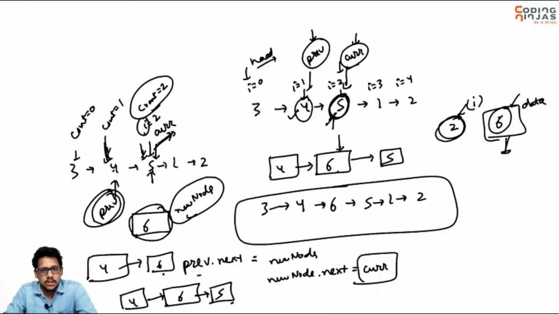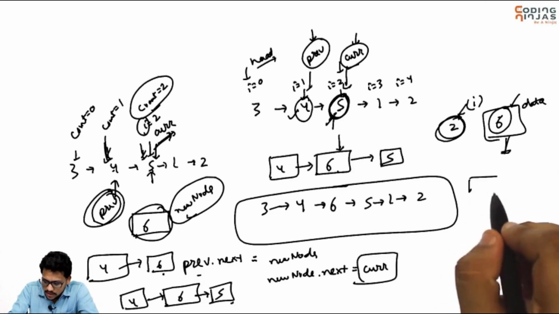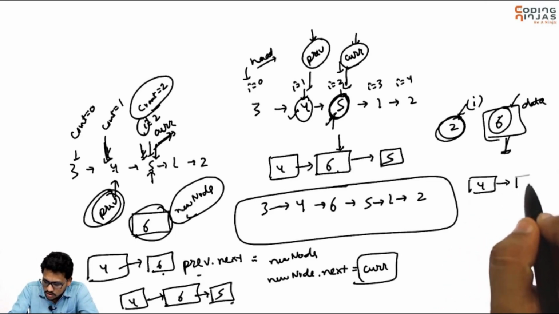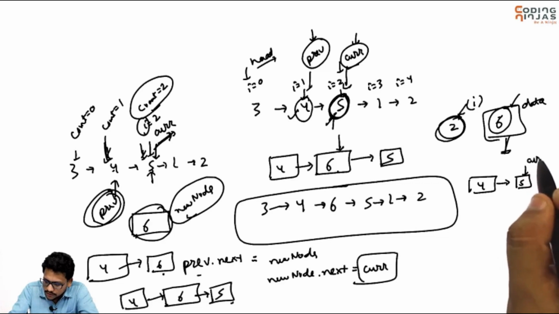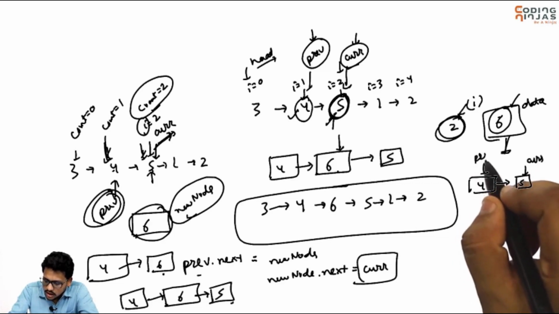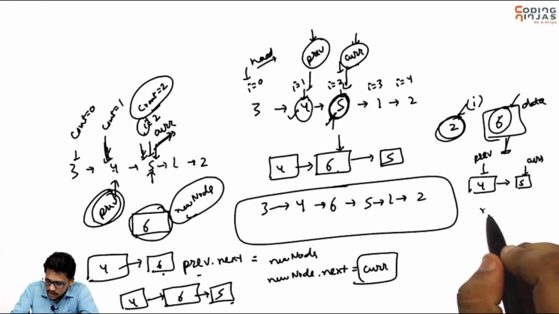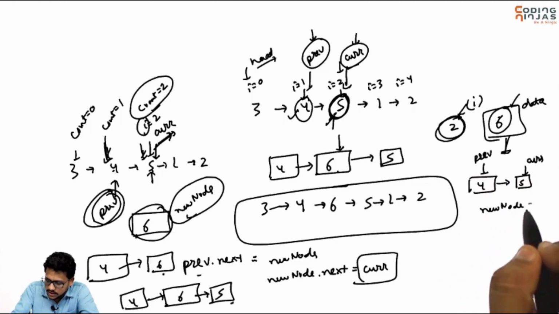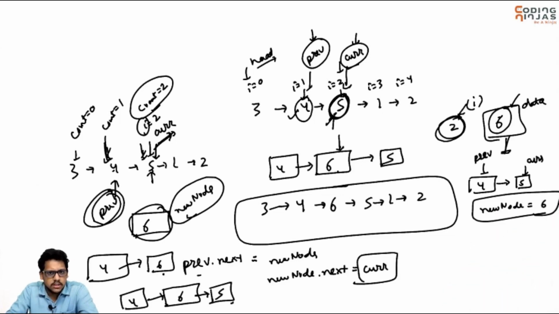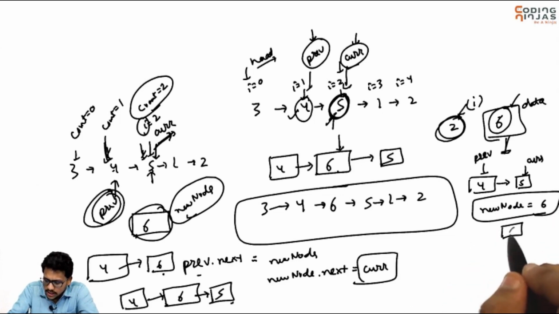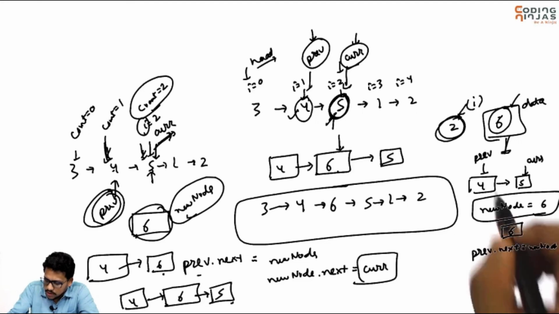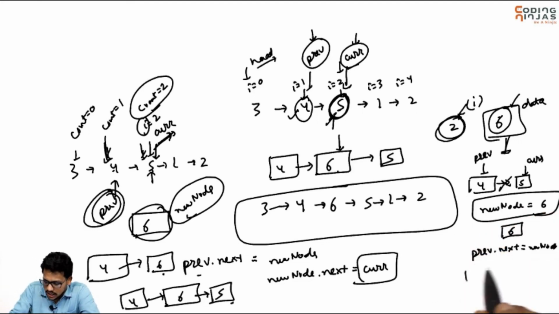Just visualize this carefully. My previous was pointing to 4 and my current was pointing to 5. What I did was, I will insert 6 in between them. How will I insert? First, I will create a new node with data 6. Data 6 that we know. Now new node has been created. Then after that I did previous dot next equal to new node. That means we have removed this. I had made force next to be 6.